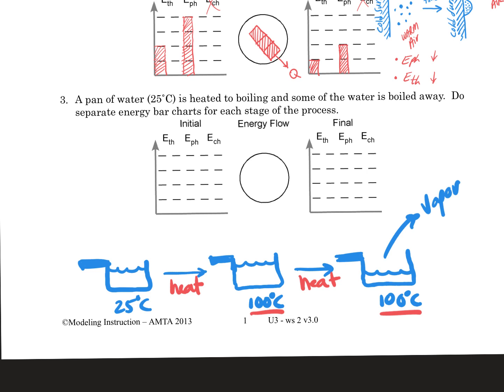Okay, so we're going to do this in separate charts. So what I'm going to do, I'm going to call this stage one, that diagram, and this next stage is going to go on the next page. Okay, so let's work through this first stage right now.